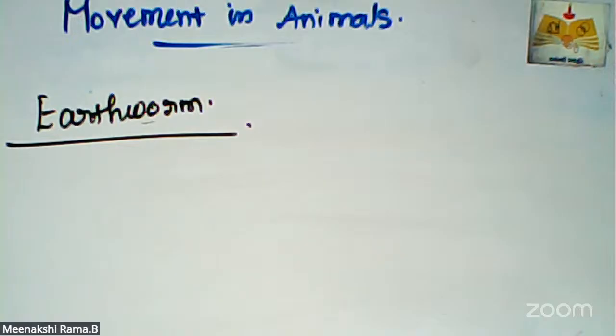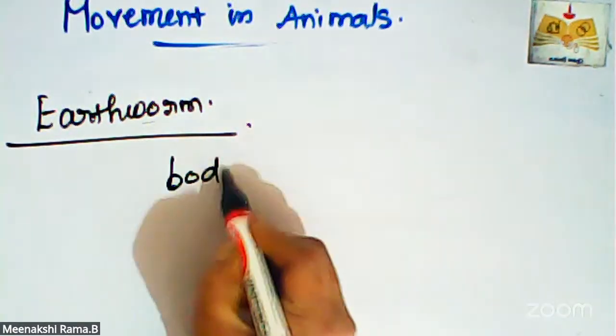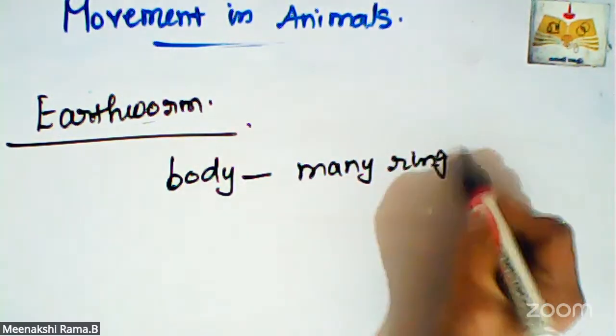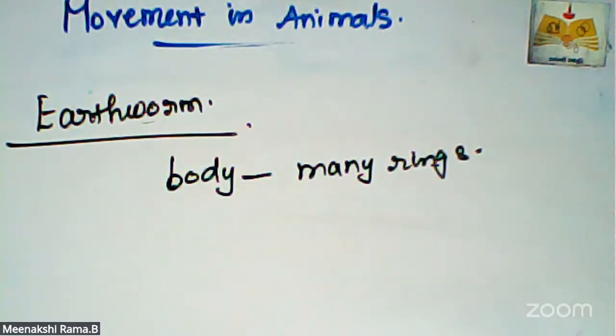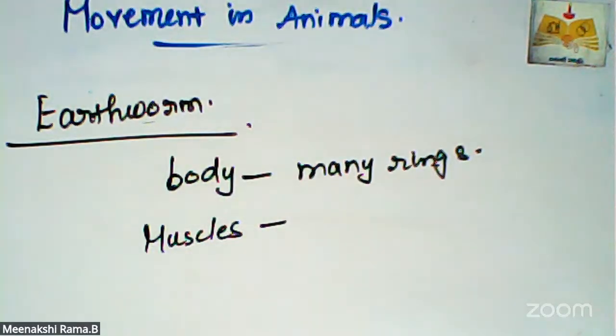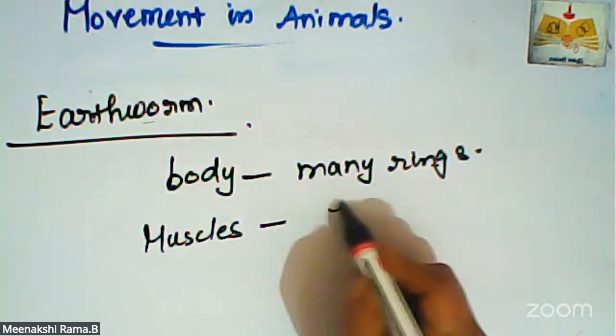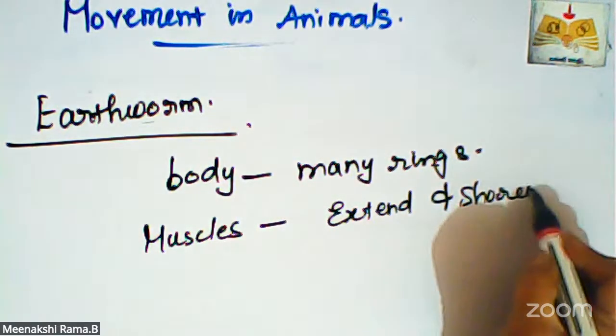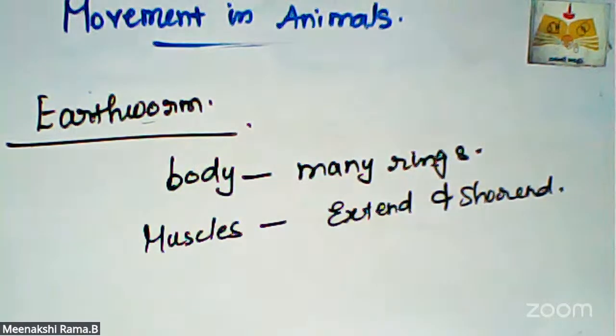The earthworm's body is made up of many rings joined end to end. The muscles help to extend and shorten their body. Which part is used to extend and shorten their body? The muscles. The muscles help to extend and then shorten their body.